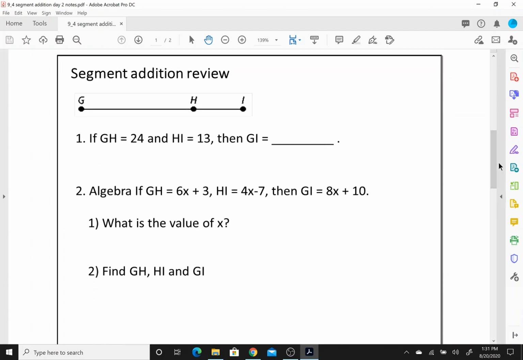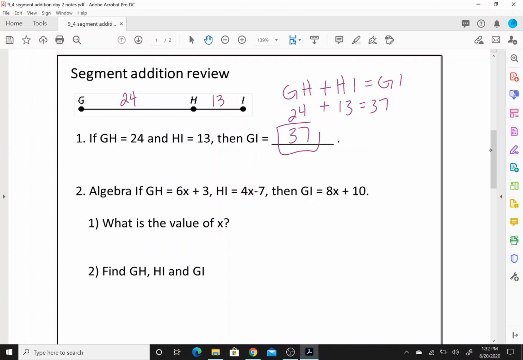So, segment addition review. Okay, basic addition here. We've got our picture up here. If GH is 24 and HI is 13, then GI is how long? Well, if you add GH and HI together, you get GI, which is what we're looking for. So take 24 and add 13. What's 4 plus 3? That's 7. 2 plus 1, 3. So GI would be 37.